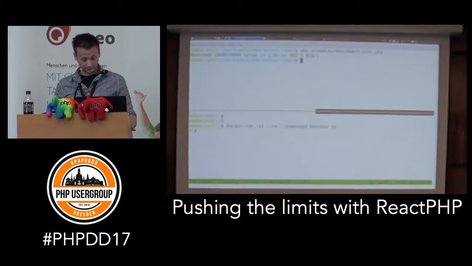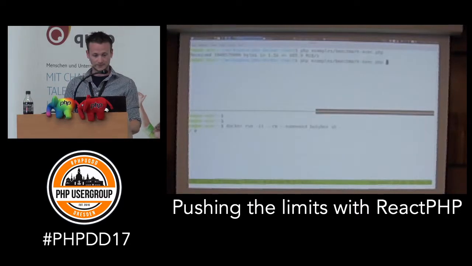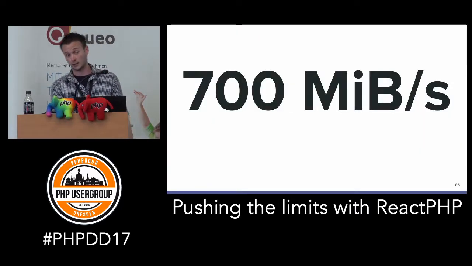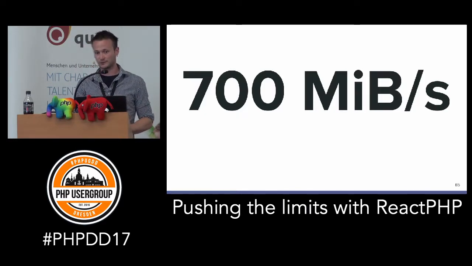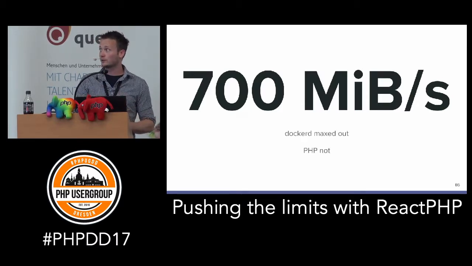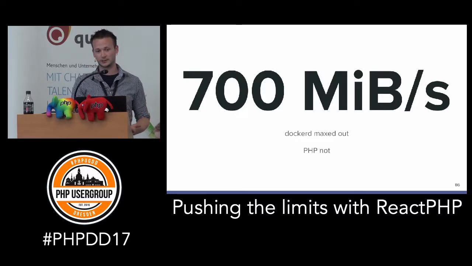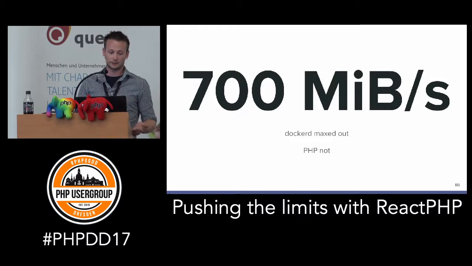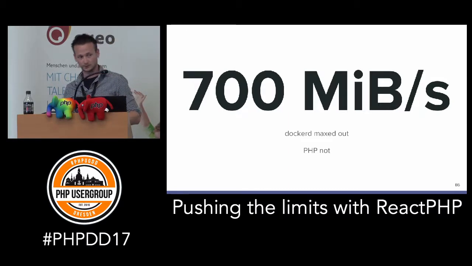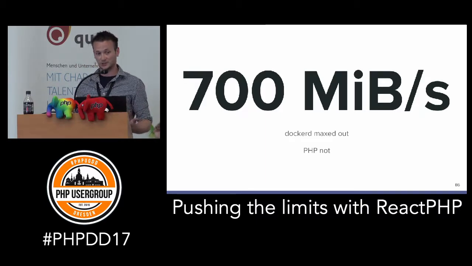And the interesting thing about this is 700 megabytes, it's megabytes, it's not megabit. So it's much faster than your average network connection, for example. And the very cool thing about this is my Docker daemon maxed out. PHP did not. If I run this benchmark again and look at my process utilization, I see that PHP is taking approximately 50%, and Docker is using 100% of my CPU, which means that if Docker would be faster, my benchmark results would be higher. So it's not PHP that is too slow, which is kind of interesting, I think.